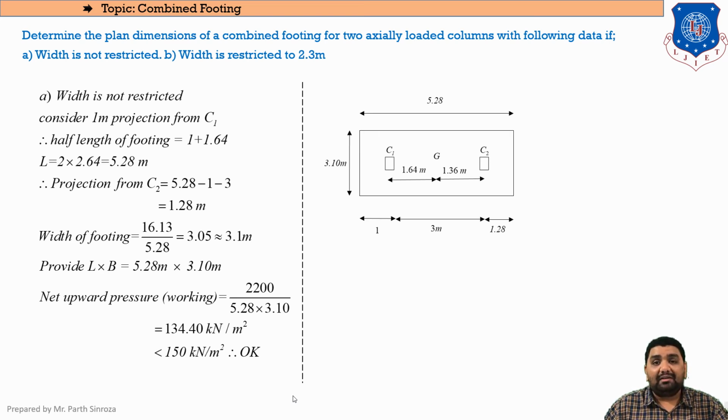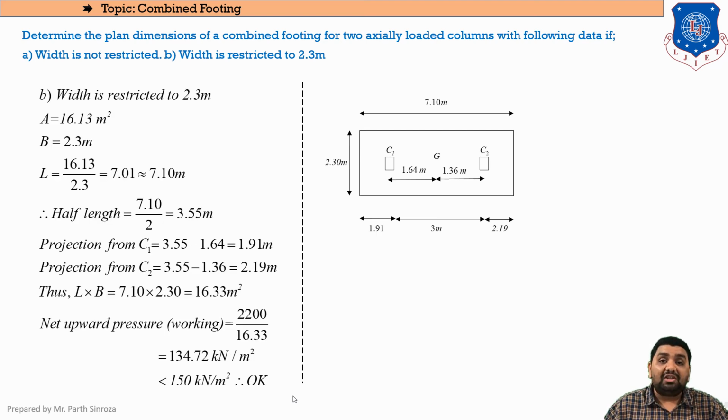Now we need to check if we have provided the dimensions correctly or not, and for that the load that is generated should always be less than the SBC of the soil. So we need to find the upward pressure for it. The upward pressure according to the working loads will be 2200 divided by cross section area, that is L into B. So it comes out to be 134.4, which is less than the SBC of the soil. So if it is less than the SBC of the soil, then the dimensions that you have opted for are the correct ones. So this is how we'll be designing the dimensions of our combined footing if the width is not restricted.